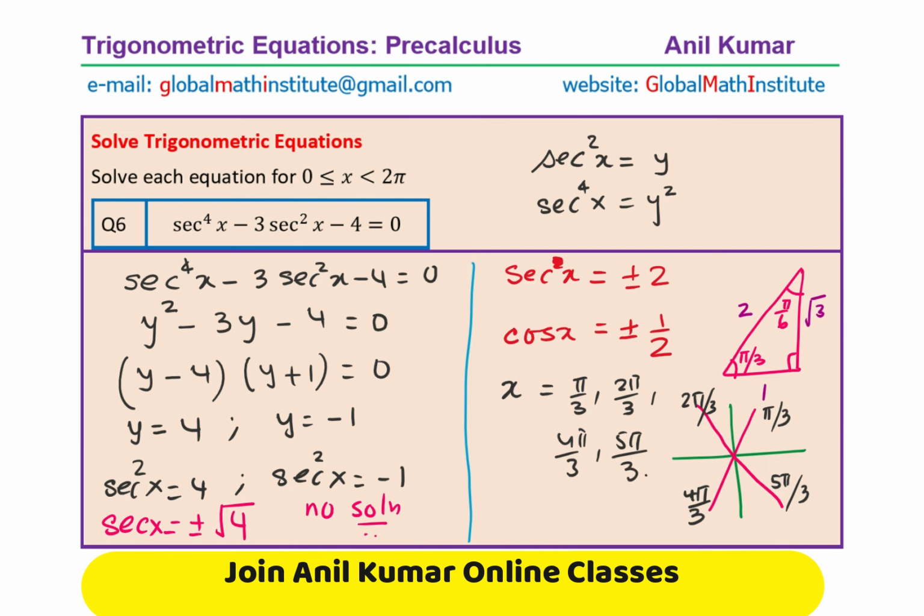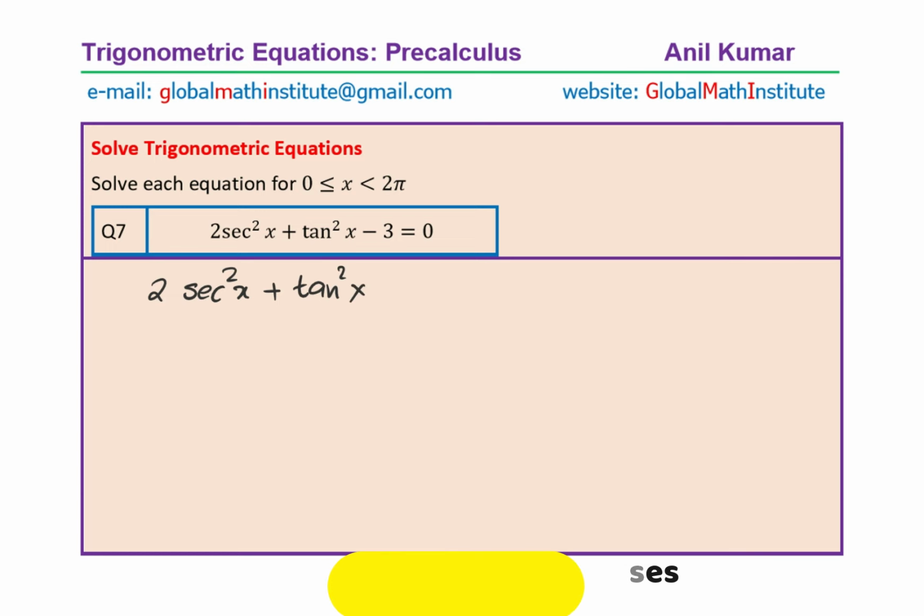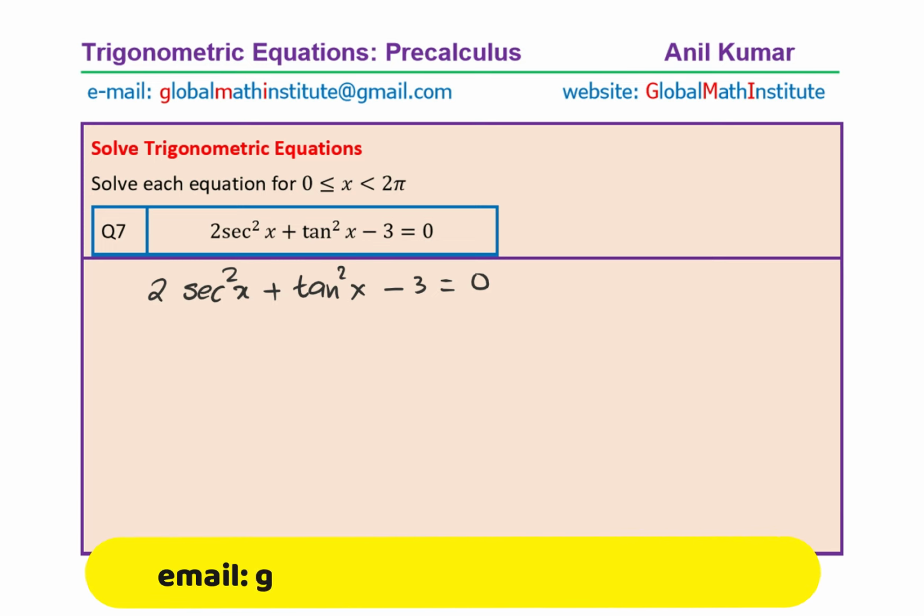Perfect. So I hope the solution of question number 6 is absolutely clear. Now, question number 7, which is also a quadratic equation. This equation is 2 secant square x plus tan square x minus 3 equals to 0. Let's factor, product and sum being 2 times minus 3. But you cannot, right? What do you have to do? You have to write it in one trigonometric ratio. Perfect.